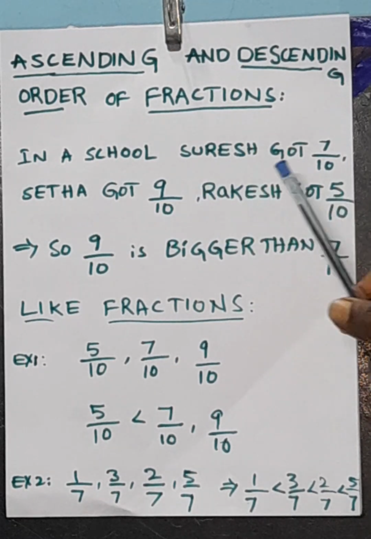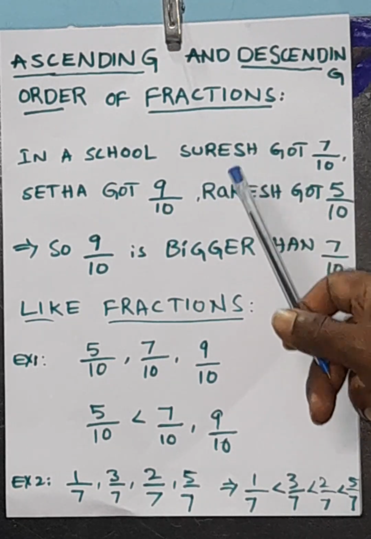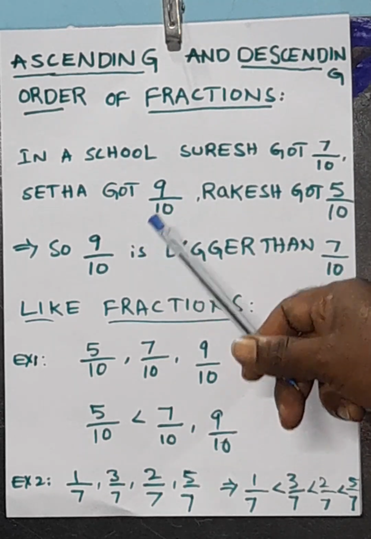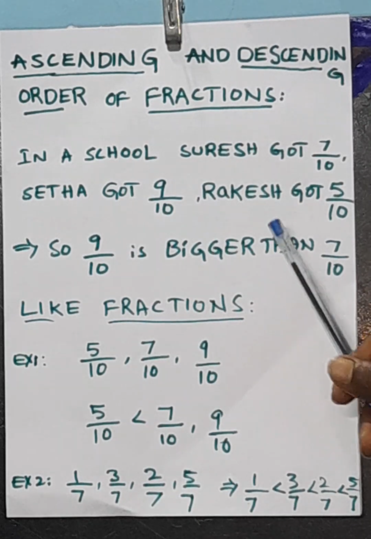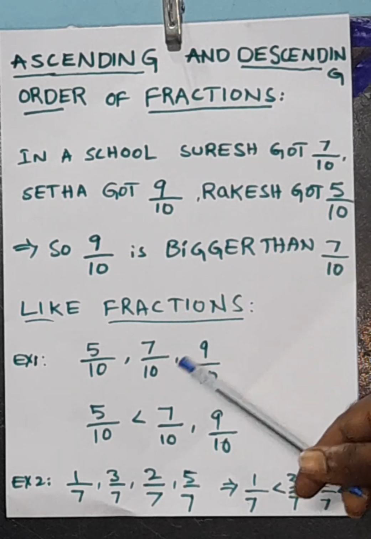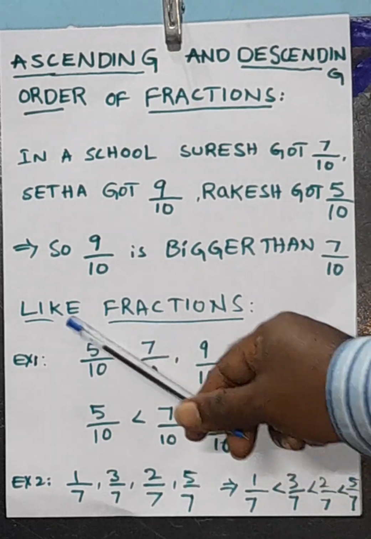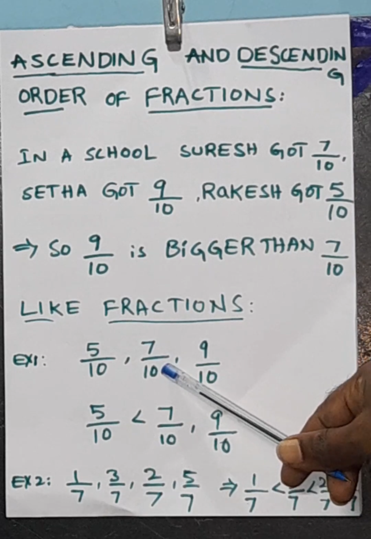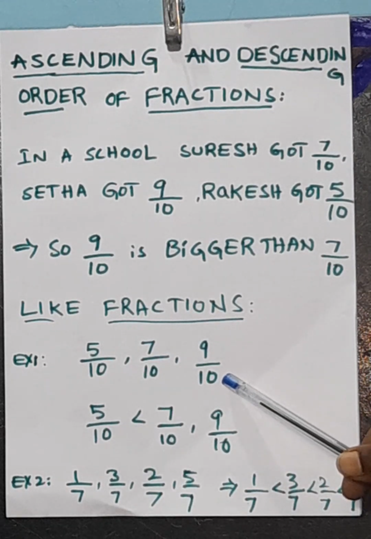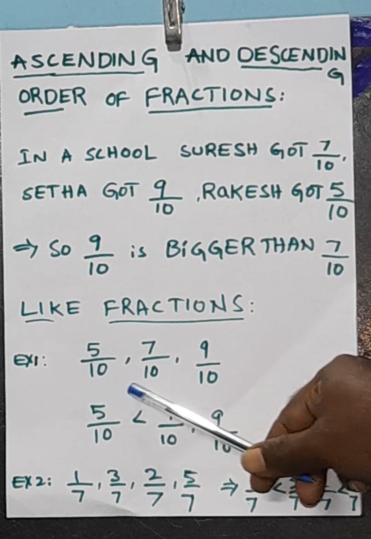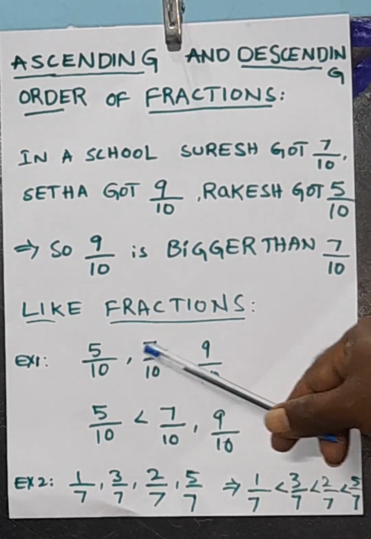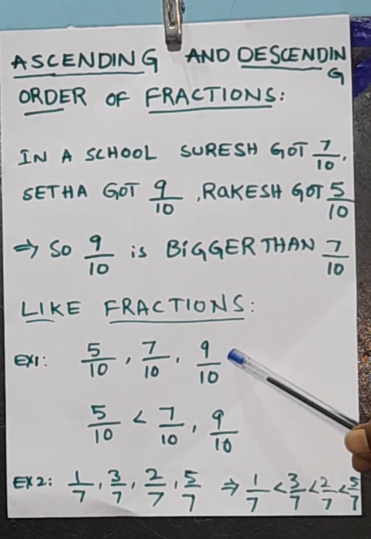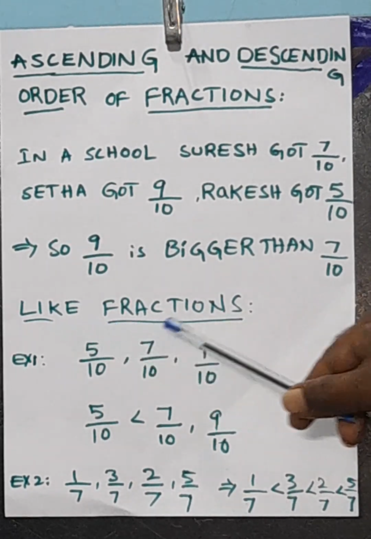So we can write the ascending or descending order in a simple way. If it is like fractions, we can write the ascending and descending order in an easy way. I am taking one example of like fractions: 5 by 10, 7 by 10 and 9 by 10. See here, all denominators are equal and the numerators are different. This kind of fraction is called a like fraction. In our earlier class, we learned like fractions.